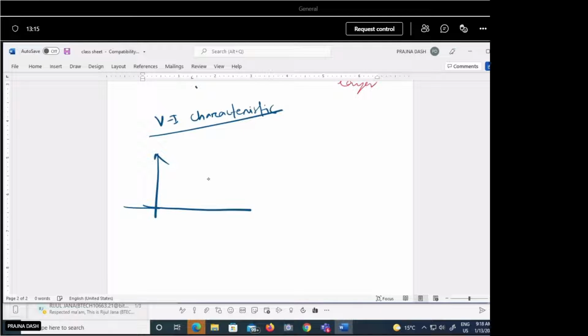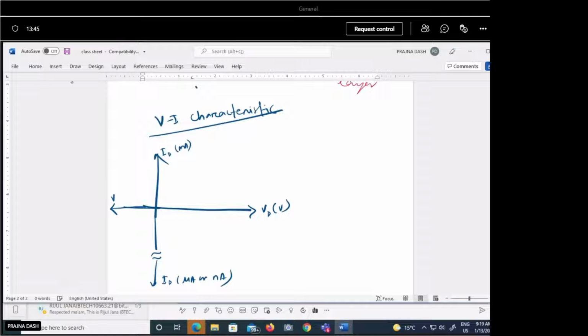This is the VI characteristics. This is the current axis, the forward current or diode current in the milliampere range, and this is the diode voltage, which is in the range of volts. In the reverse direction we will have the reverse voltage, and this current will have a very different range, from some microampere to nanoampere. So the diode current here is in the range of microampere or nanoampere.